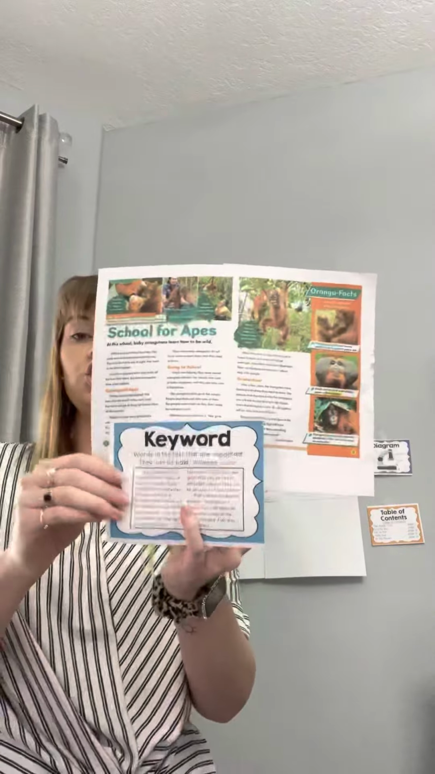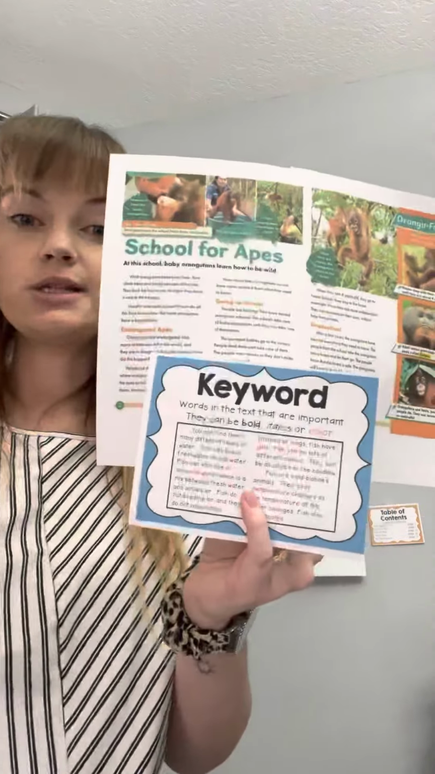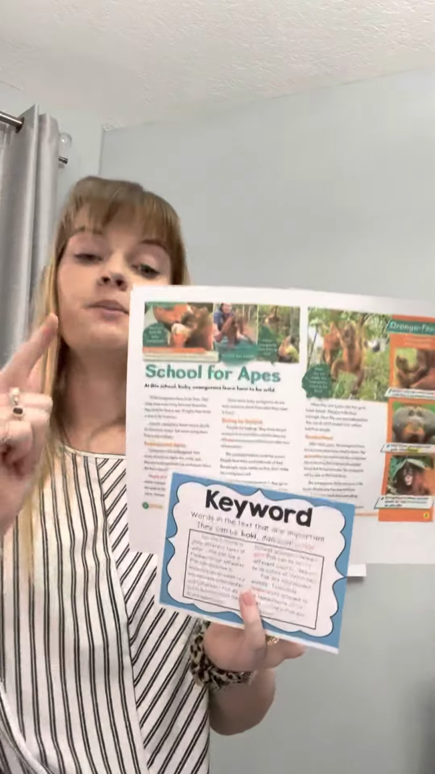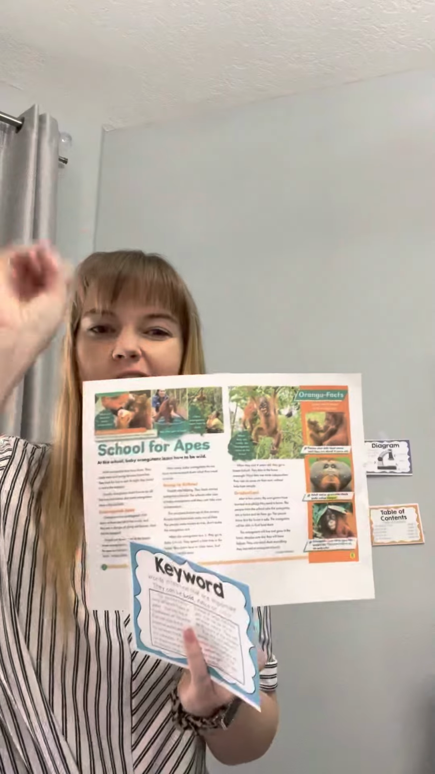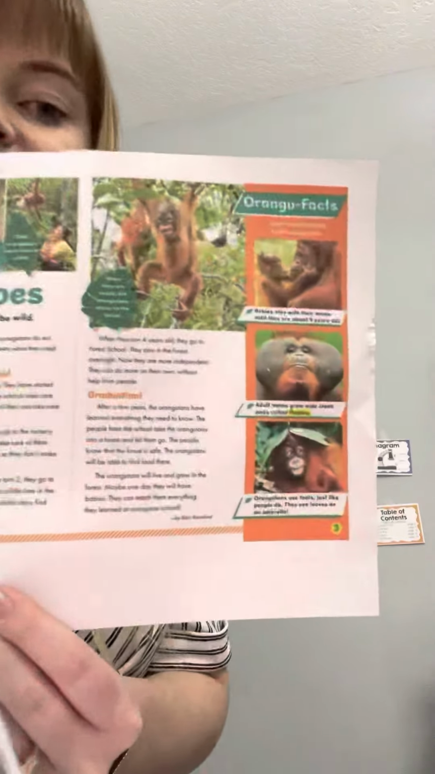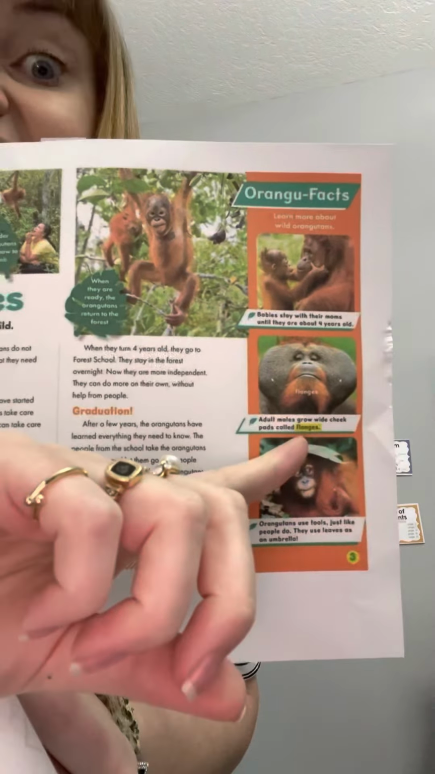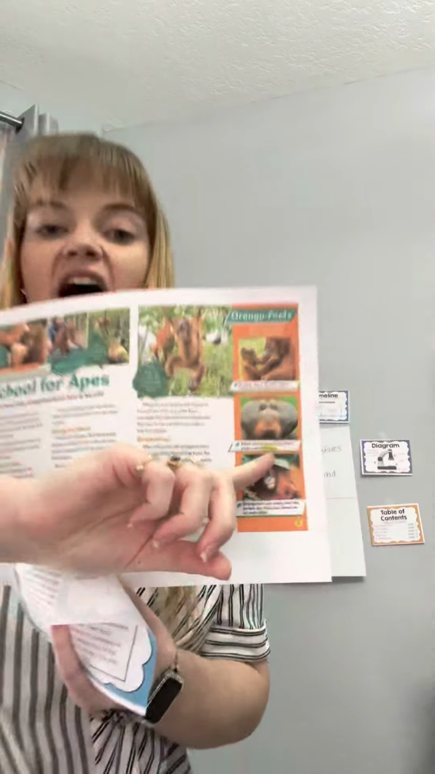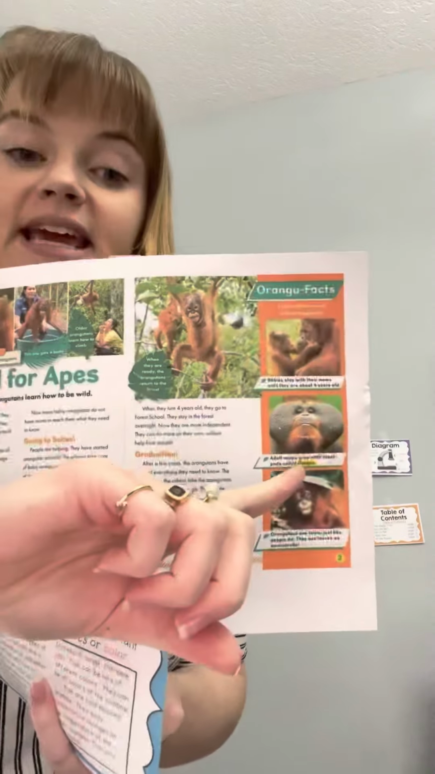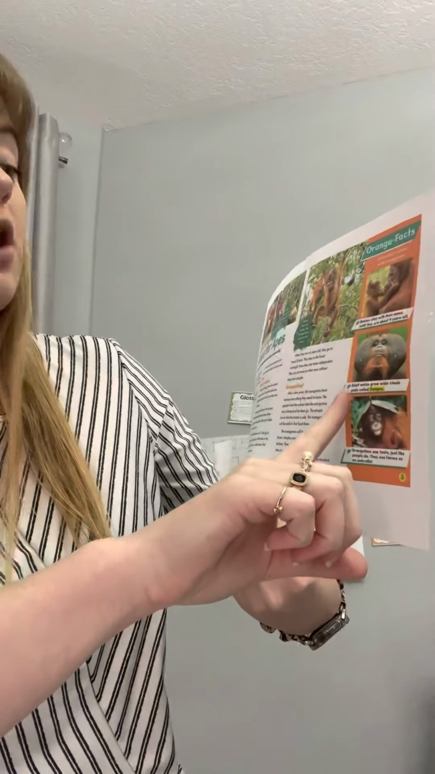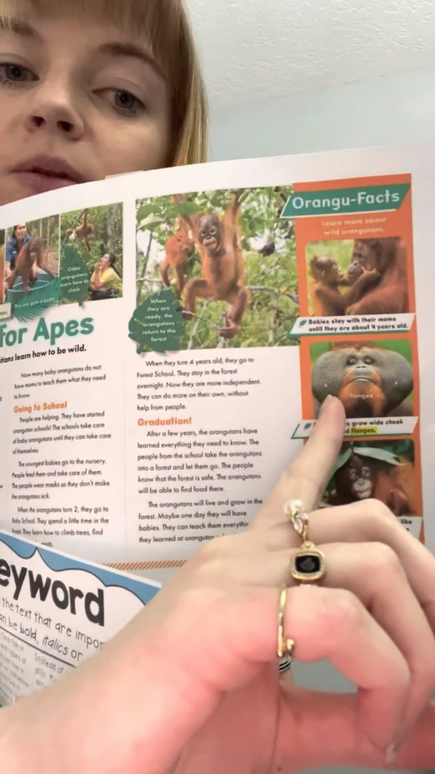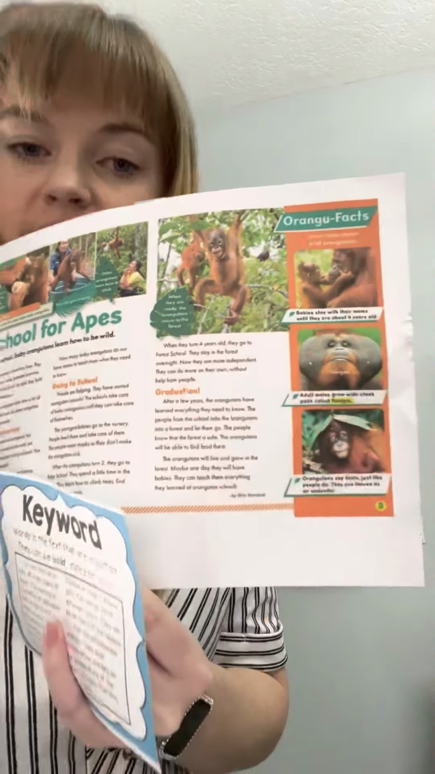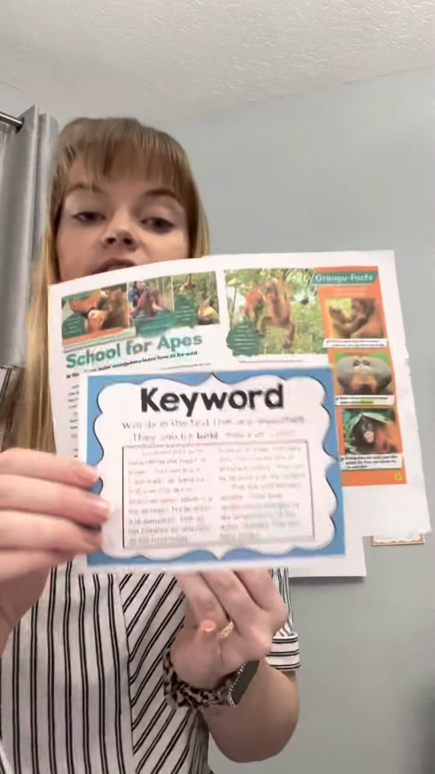Remember, keywords are important words. They can be different colors. They can be bold print. So let's see if we can find one that stands out, that looks important. I see one right here that's highlighted in yellow. It says phalanges. Adult males grow wide cheek pods called phalanges. And there's even some arrows, some labels to point to those phalanges. These are key words. Very good.